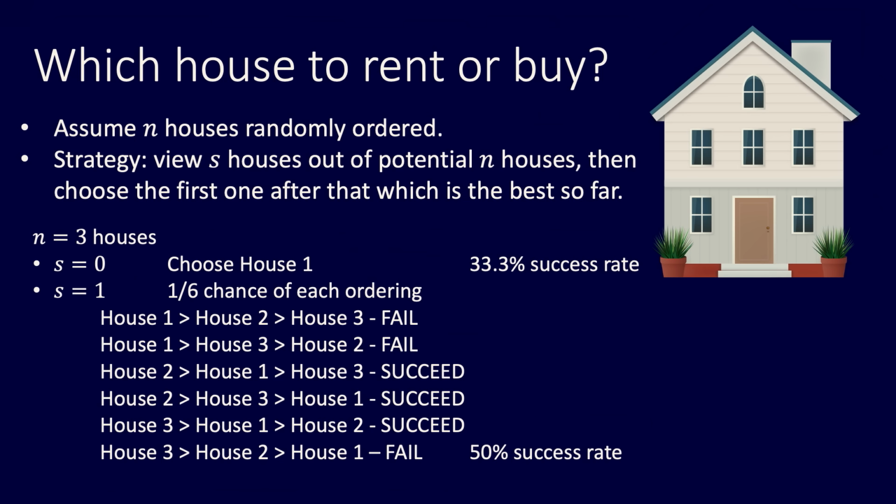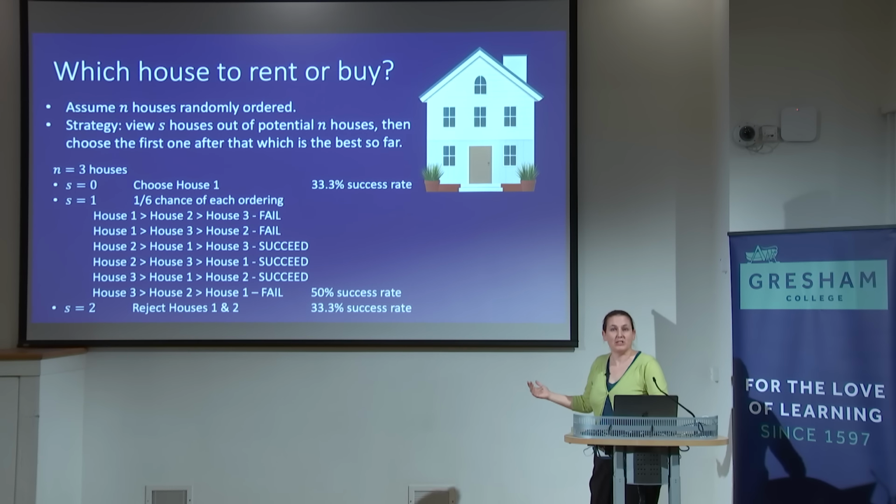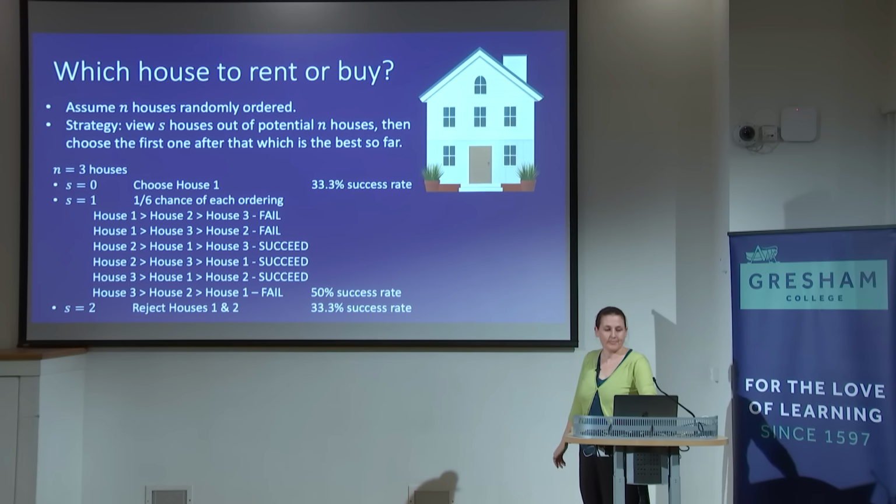So a sample size of 1 is looking better than a sample size of 0. And a sample size of 2 is too many, because you reject houses 1 and 2 automatically, and then you move on to house 3, and you're only able to choose it if it's better than both of those, where there's a 1 in 3 chance of that. So in this case, with just 3 houses, the best strategy is to sample a third of them, 1 house, and then choose the best one so far after that point.